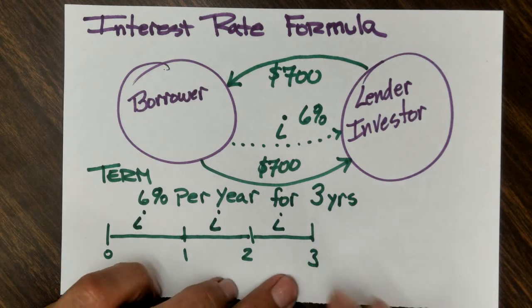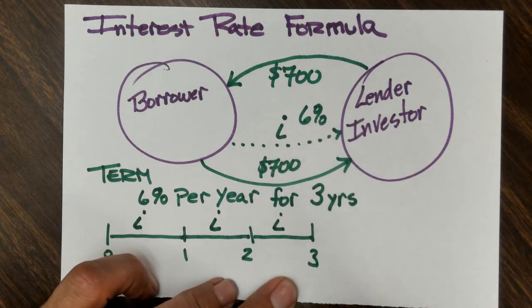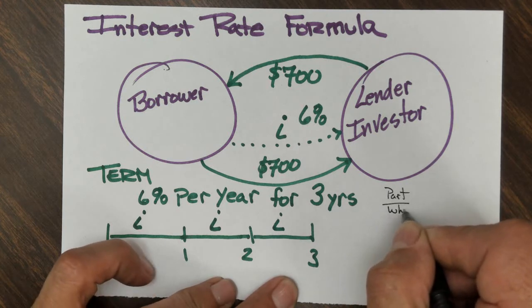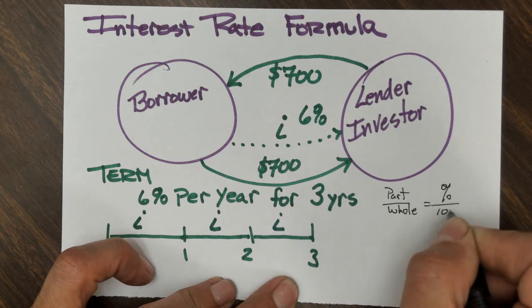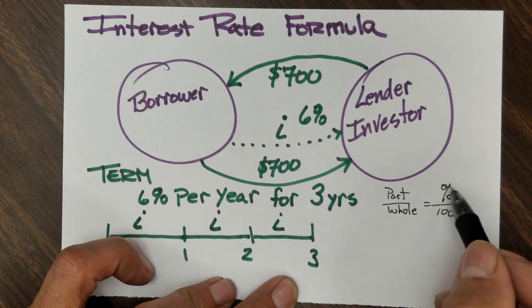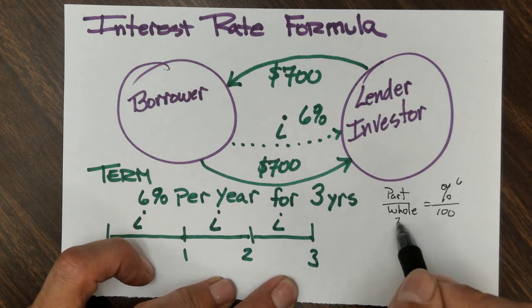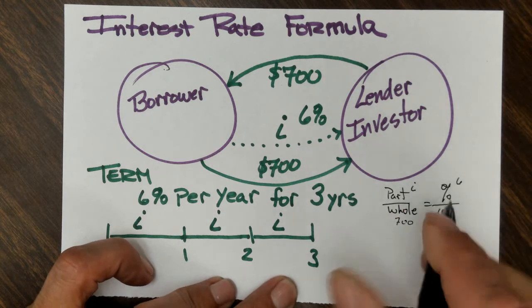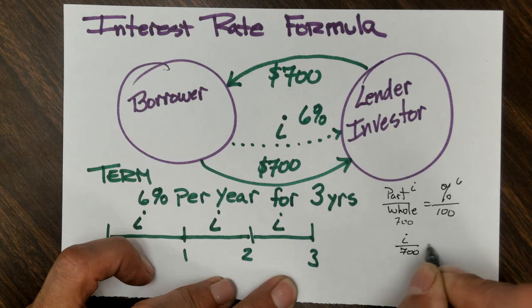6%, if we do the math, we know that part over whole equals 6 over 100. So part over whole equals percent over 100. I know my rate is 6%. I know my whole is 700. So I can rewrite this, and I'm going to use I for the interest. So I over 700 is equal to 6 over 100.